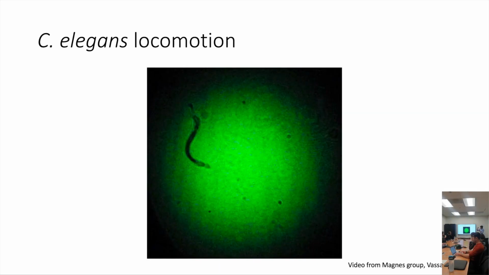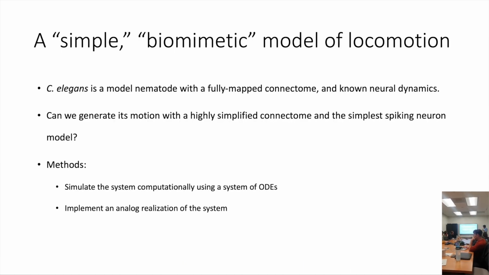This is a C. elegans swimming. This is actually taken from our collaborators' lab. They've done shadow imaging, so you project a laser onto a screen and the C. elegans swims in front of the laser. And you can see it's sort of undulatory, right? And it's not exactly what you'd expect optical swimming to look like. But so we started to say, can we make a very simple model of this undulatory locomotion?